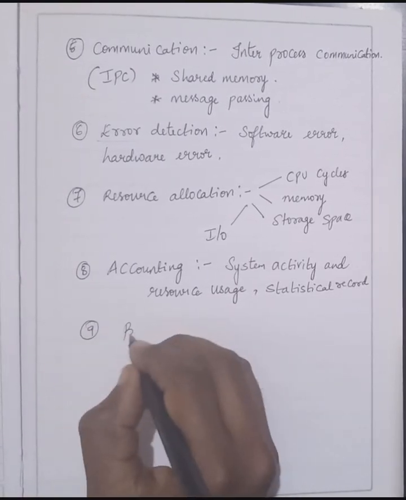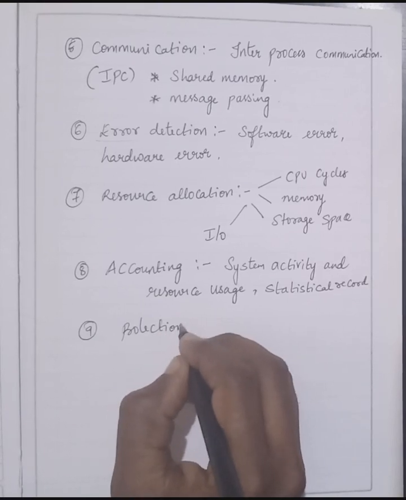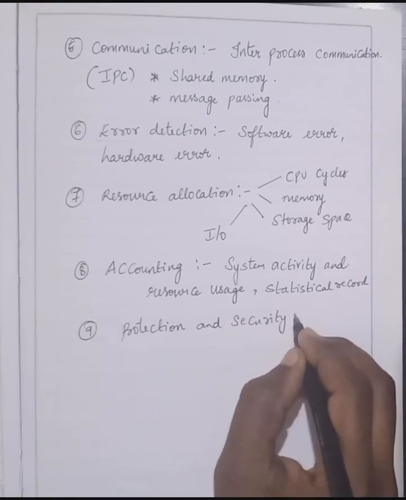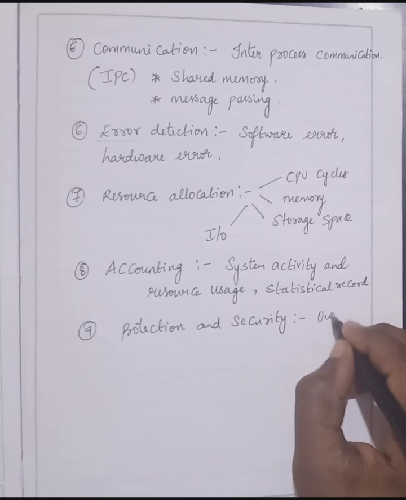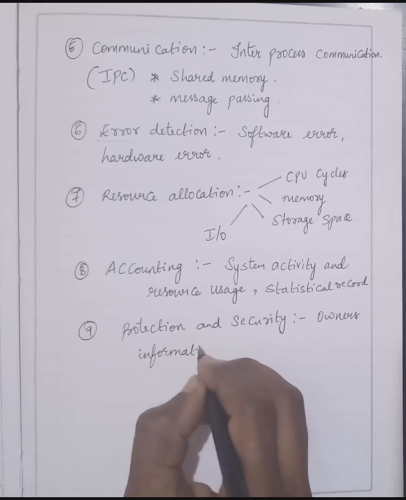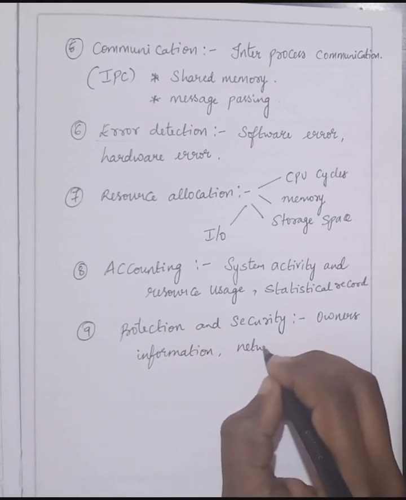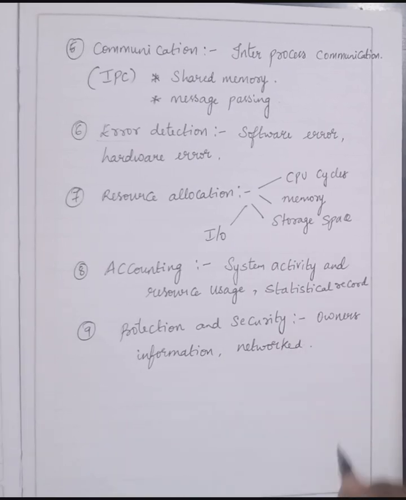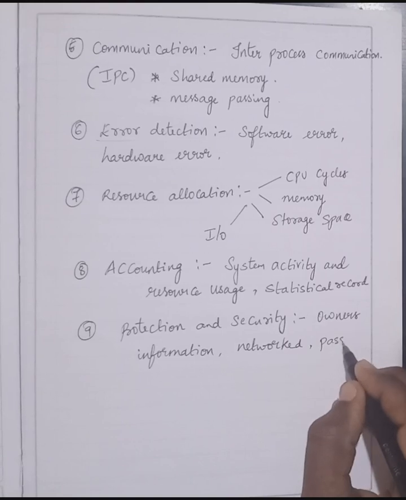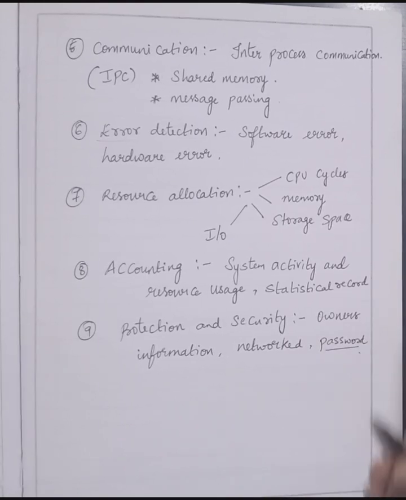The last one, which we already learned in the last class, is protection and security. This plays a major role in the OS. It keeps the owners' information of files, for example. Whenever we connect to the network, it checks whether the correct computer system is connected or not. For example, it provides password protection, and everything is taken care of by the OS. So these are the different types of services provided by the operating system.